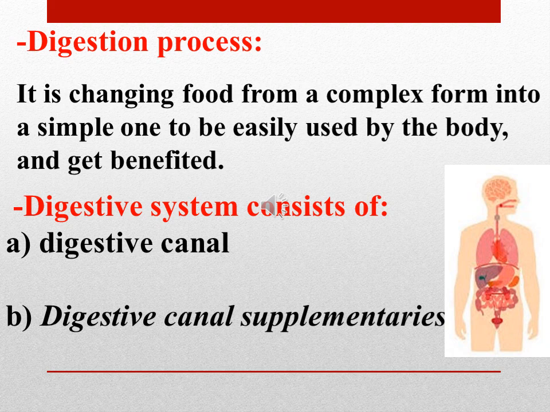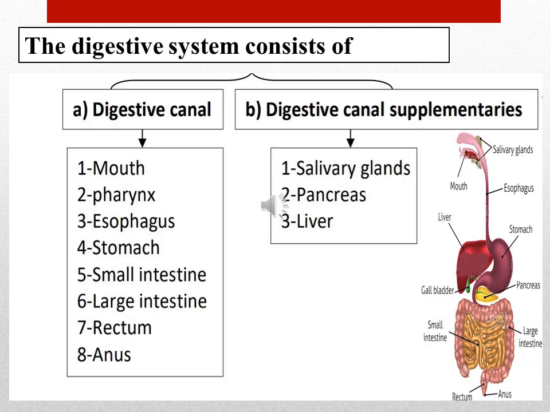Now we will talk about the digestive system. Our digestive system consists of digestive canal and digestive canal supplementaries. Digestive system consists of A, digestive canal, B, digestive canal supplementaries. Supplementaries means they help the digestive system to digest the food in an easier way.